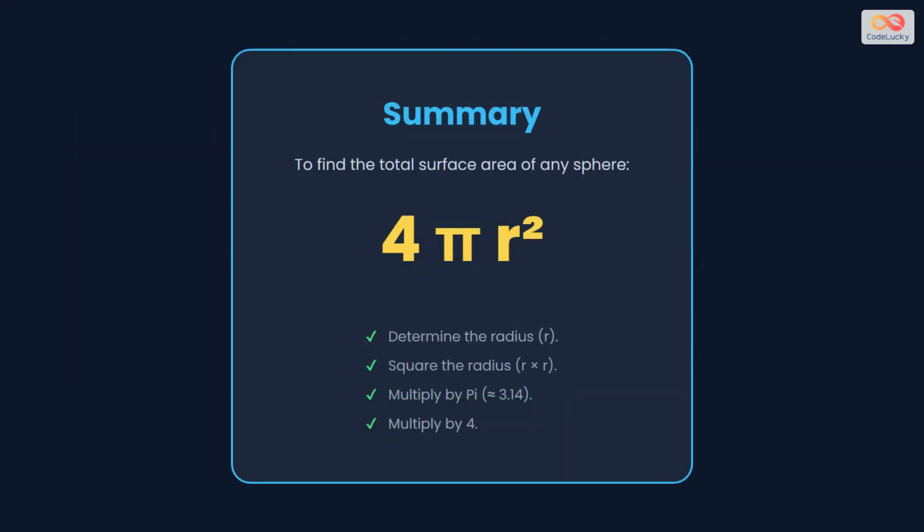To summarize, remember the formula, 4 pi r squared. Just find your radius, square it, multiply by pi, and then multiply by 4. That will give you the total exterior surface area of any sphere.